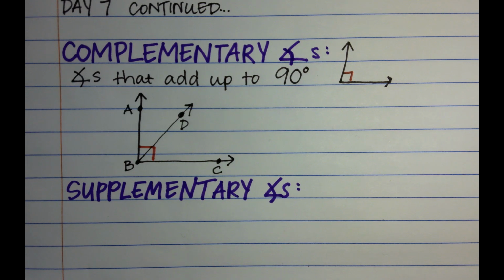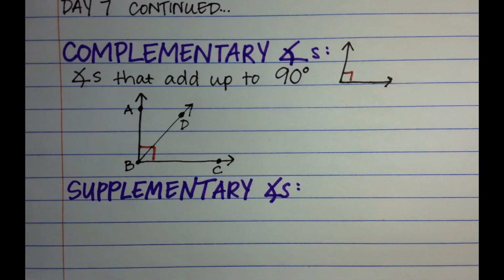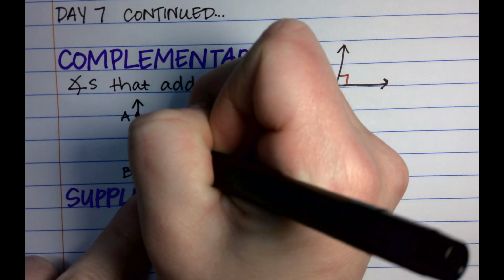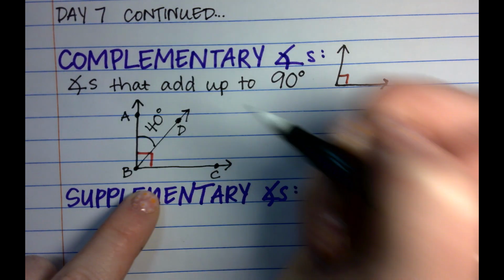So let's talk about naming these angles. So here's an example of two angles that are complementary. Let's say this angle here is, let's go with 40 degrees-ish.